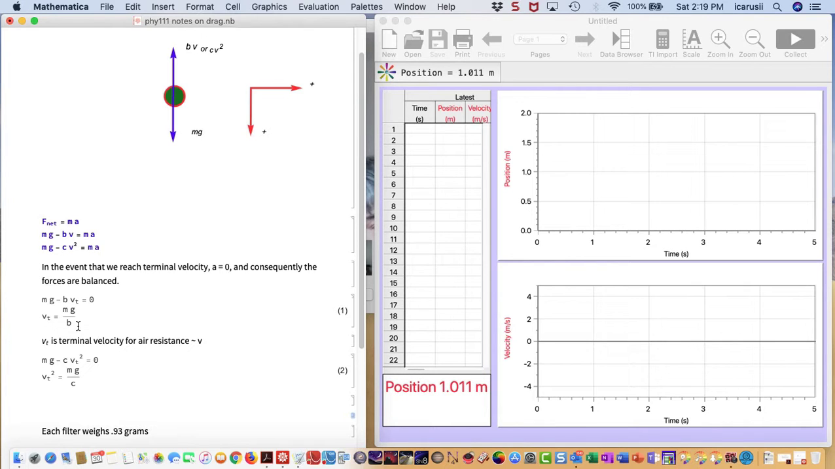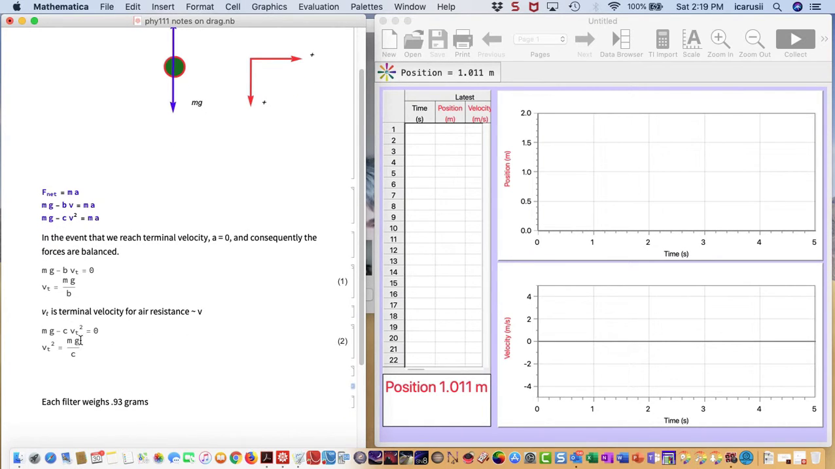Now, b is the standard representation for the drag coefficient for air resistance proportional to the velocity of the object. If, on the other hand, it's proportional to v squared, then I solve the same type of equation, except now I get vt squared is equal to mg over the drag coefficient, and I have to take the square root of this in order to get the terminal velocity.